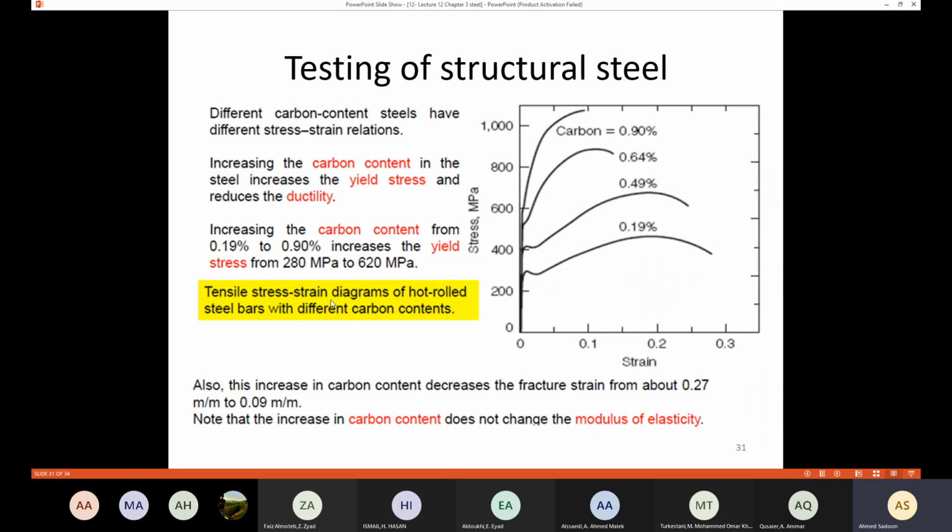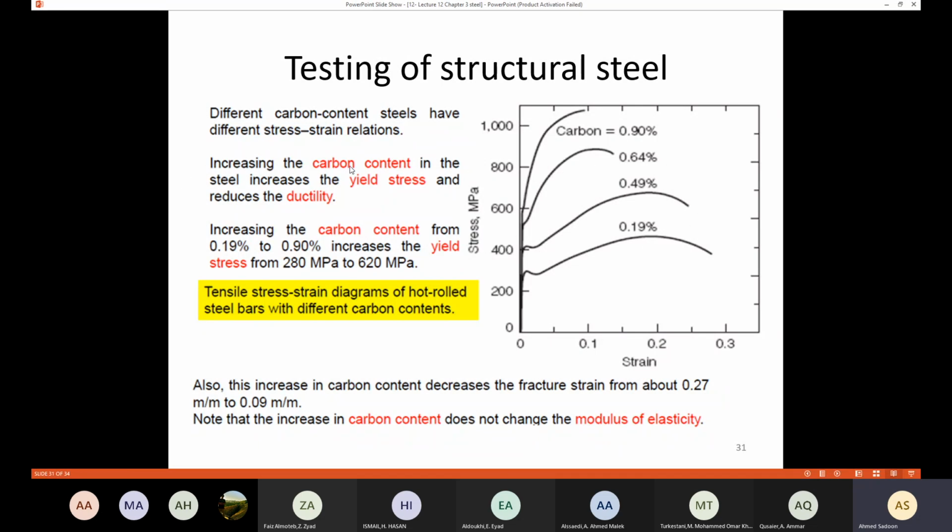In this graph, we have the tensile stress strain diagram of hot rolled steel bars with different carbon contents. Here we have conducted many tests with a different percentage of the carbon. In the first test here, the percentage of the carbon is 0.19%, here is 0.49%, and here is 0.64%, and finally here is 0.9%. So we need to know the effect of the carbon percentage. Steels with different carbon content have different stress strain diagram relations.